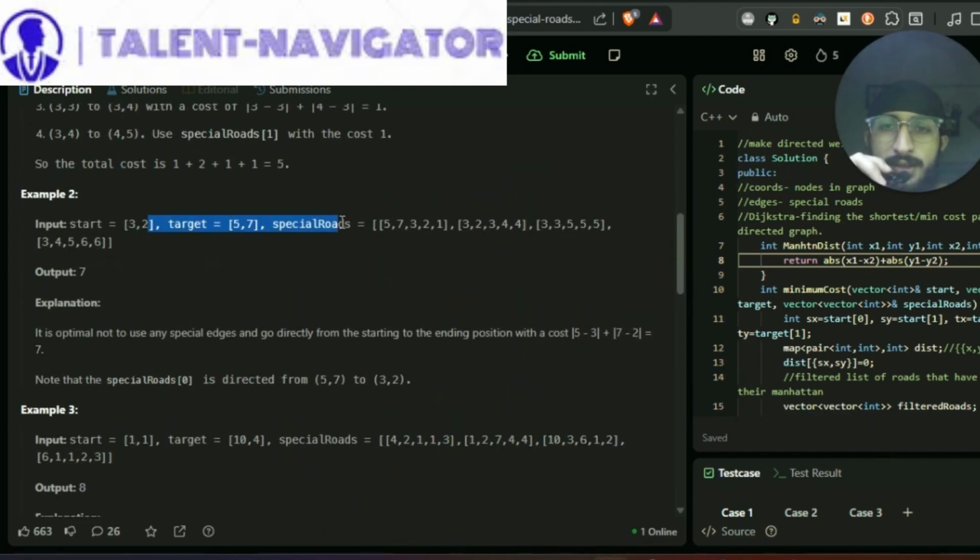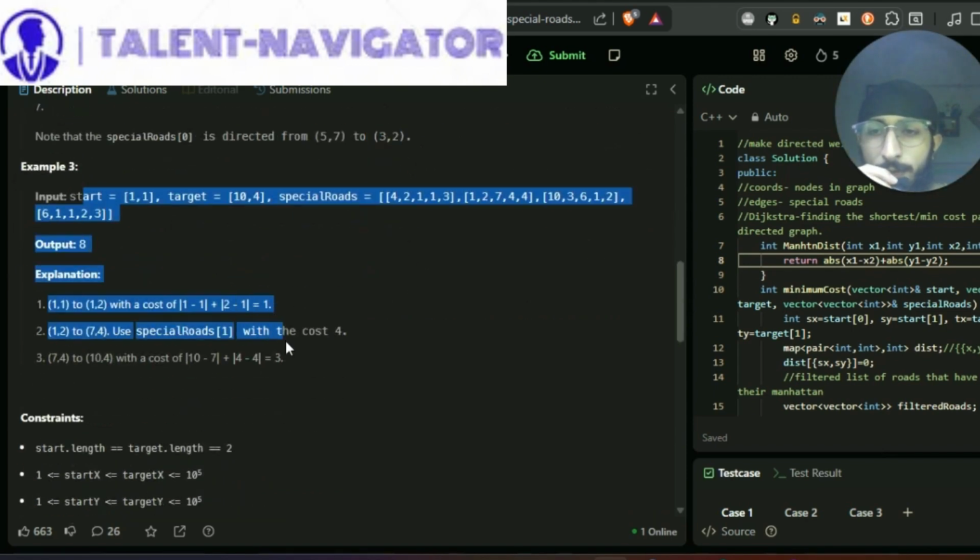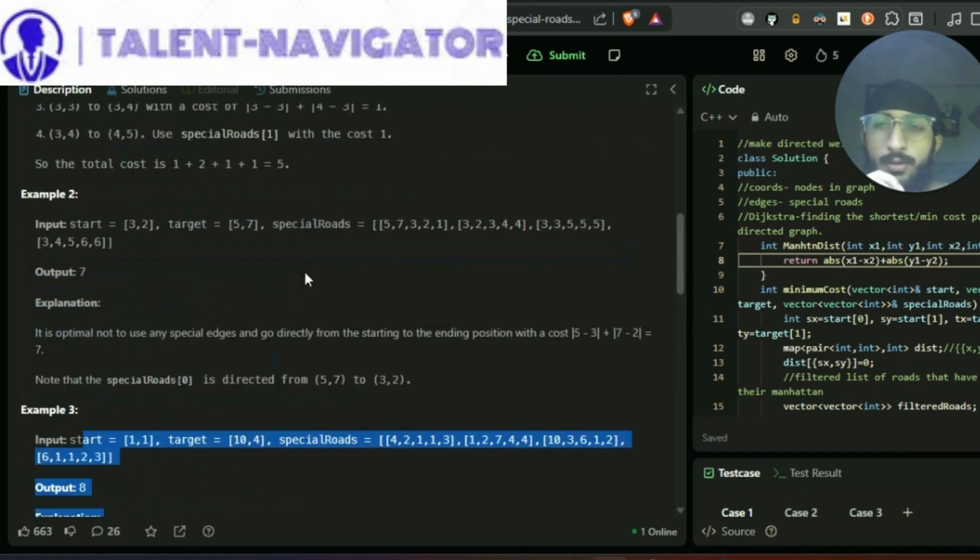Similarly, you can go over to this example and check for yourself that it is optimal not to use any special edges and go directly from the starting to the end position, because in this example there was a directed edge from 5, 7 to 3, 2, not the other way around. So that is one thing that you need to note, that we have to take care of the directed edge as well. Now similarly for this example, you can check for yourself, right? So now you have understood the problem.